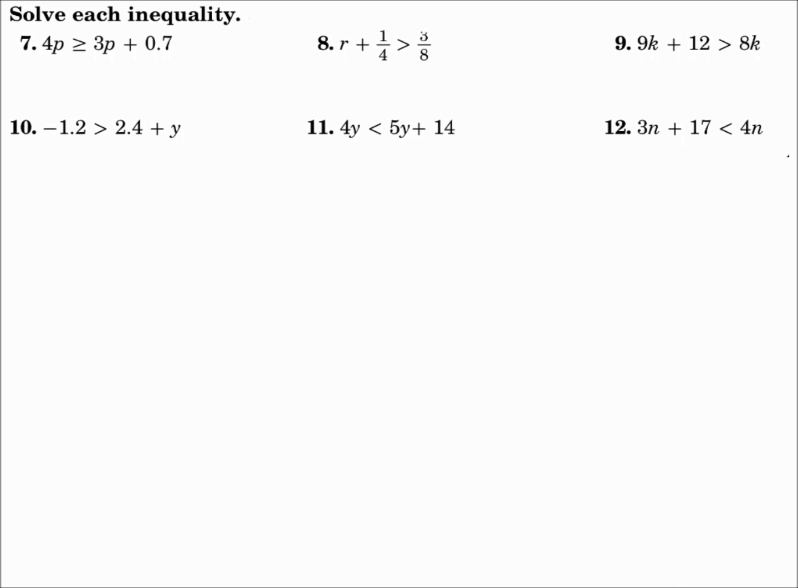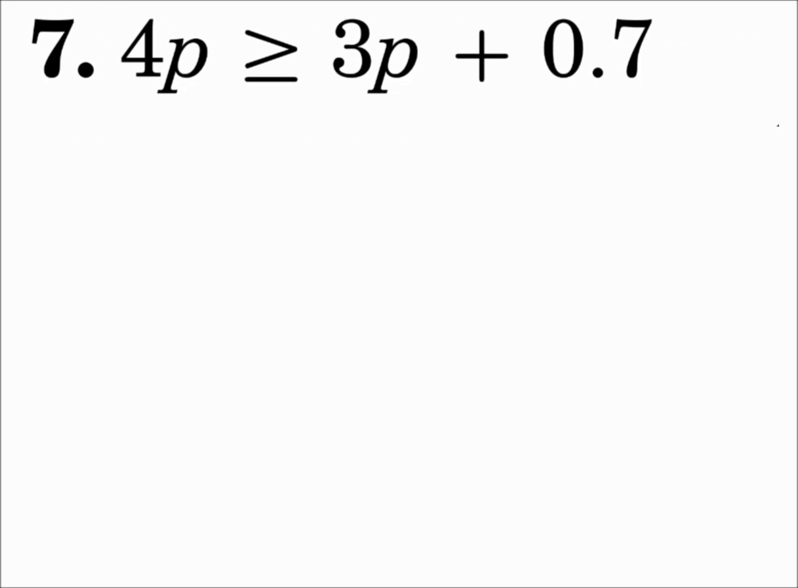Solve each inequality. Number 7. 4p is greater than or equal to 3p plus 0.7. You have p's on each side, so let's move them to one side. The 3p is smaller, so let's move that one. Always move the smaller one if you can, because it makes it a little bit easier to work with.